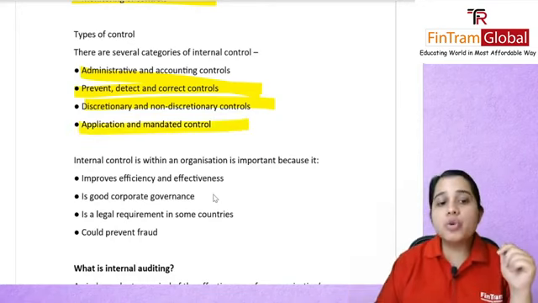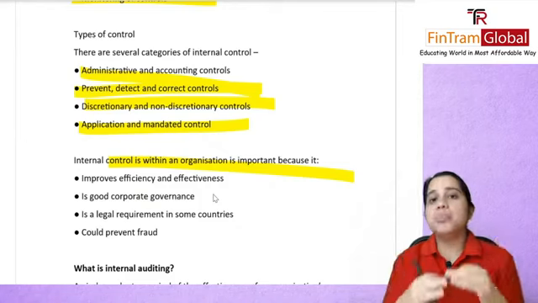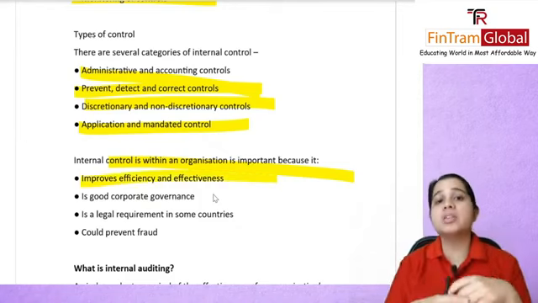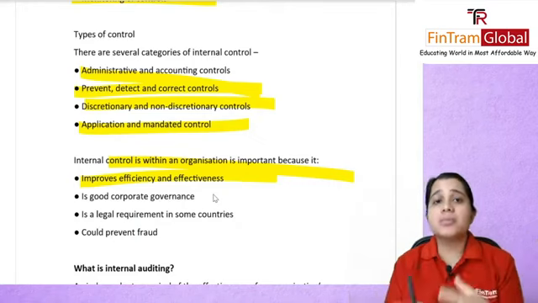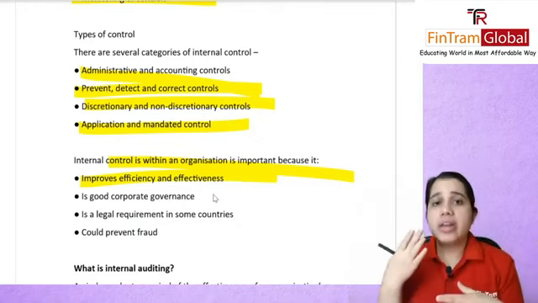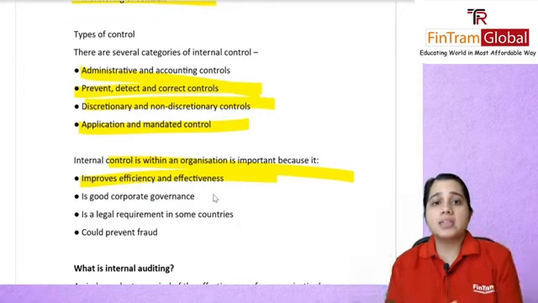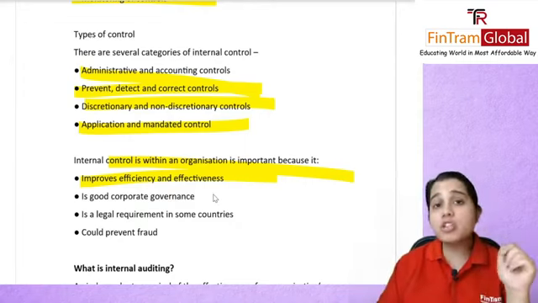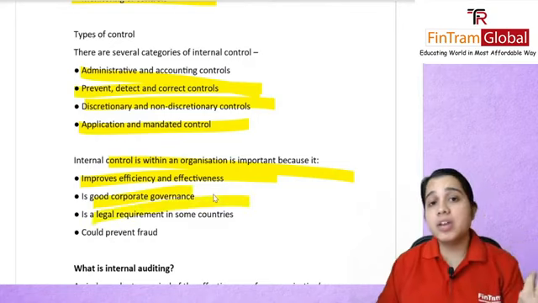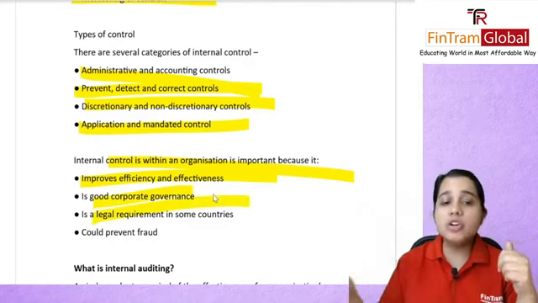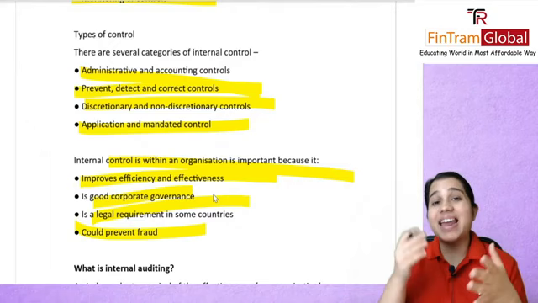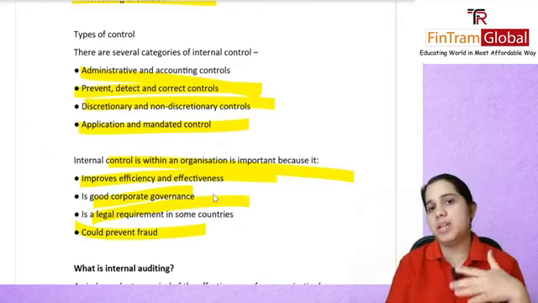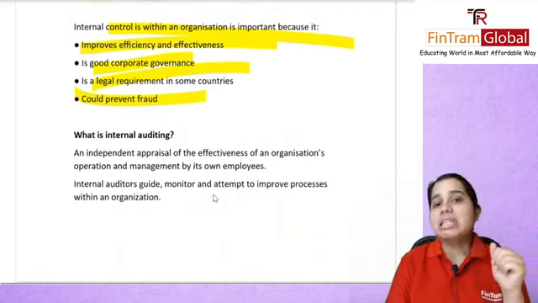Then internal control within an organization is important. Why? Because of course it will improve your efficiency and effectiveness. If you have good internal controls in place, the chances of fraud and error happening will be low, and of course as an organization your efficiency will improve. It is of course good for corporate governance. It is definitely for many countries a legal requirement, and of course it can prevent fraud from happening in the very first place. What is internal auditing?